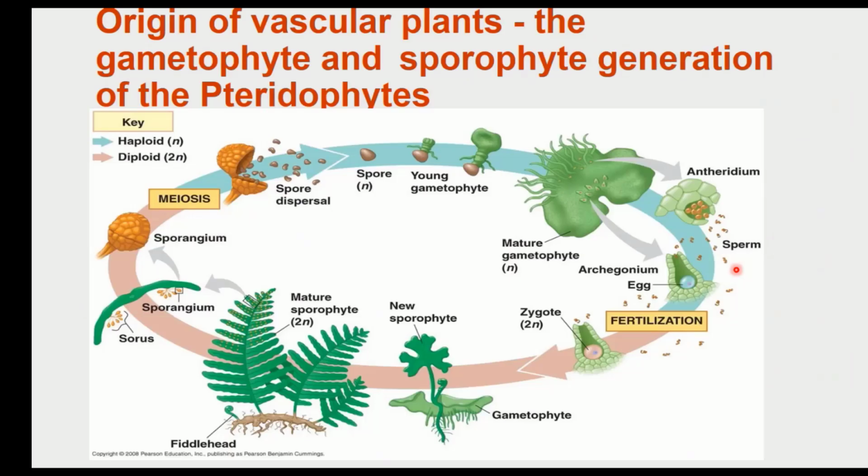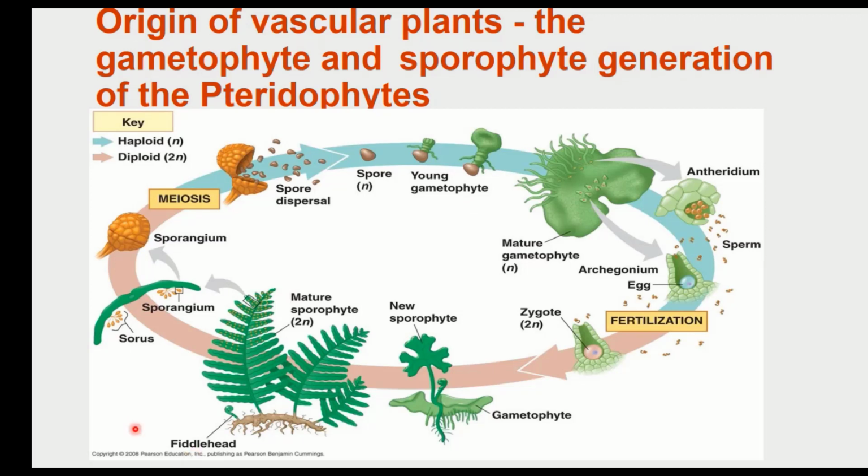Then, when we talk about the origins of vascular plants and the gametophyte and sporophyte generation of the pteridophytes, this is about the sporophyte and gametophyte generation not of the bryophytes, but of the pteridophytes. The ferns and other vascular plants are mainly found in the sporophyte stage. You see here the life cycle, where it starts here.